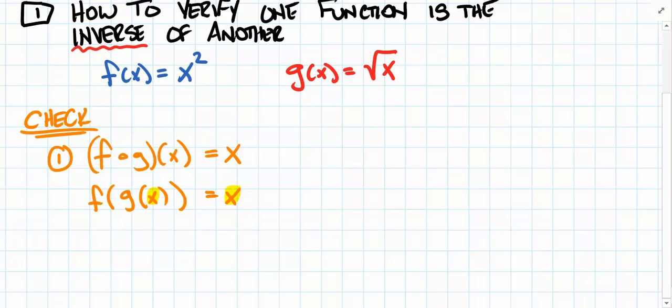F of g of x should be x. So no matter what x value we pick, we're just going to get back whatever we started with. That's how we show algebraically that two functions are inverses of each other. Does that part make sense to you?